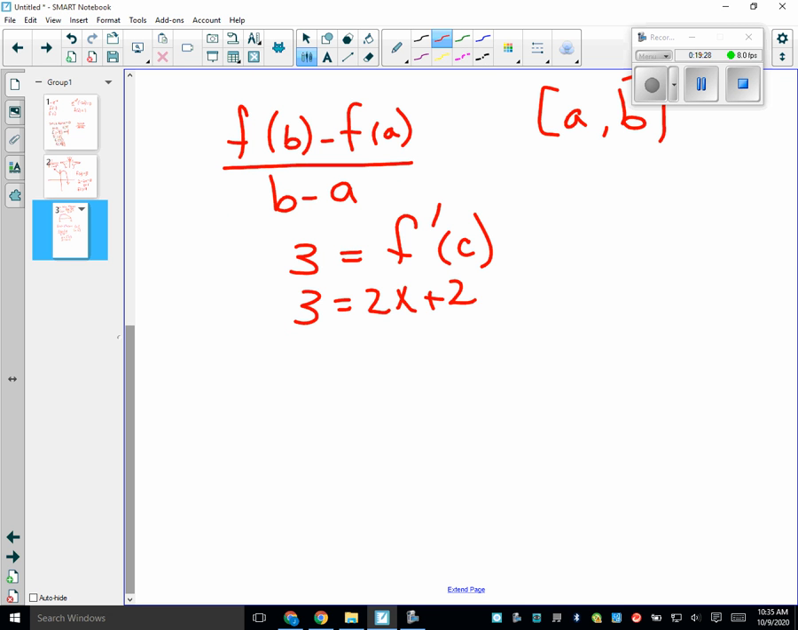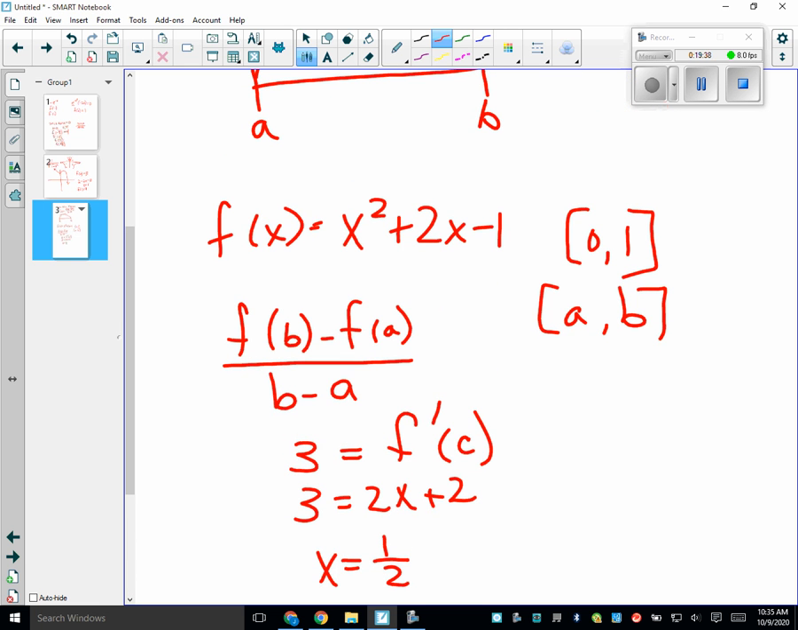So what is x? X equals 1/2. So what I have found, if I were to graph this function at x equals 1/2, it has the same slope as between those 2 points. So my question is, first of all, did the mean value theorem apply? Yes, because it was continuous, it was closed, and it was differentiable.